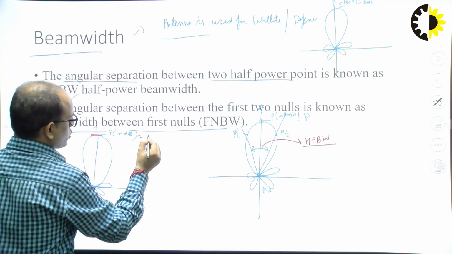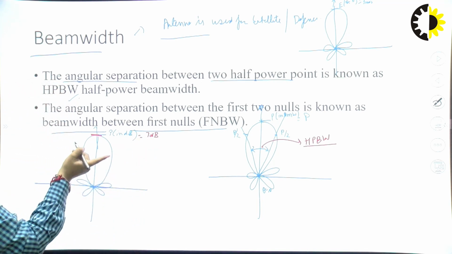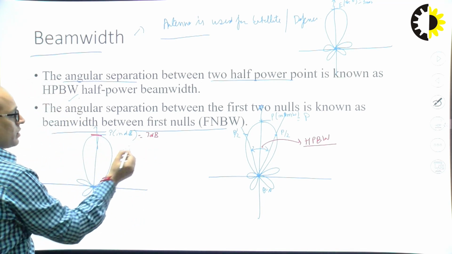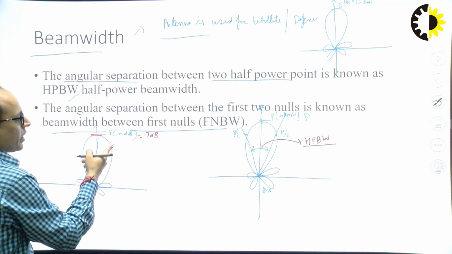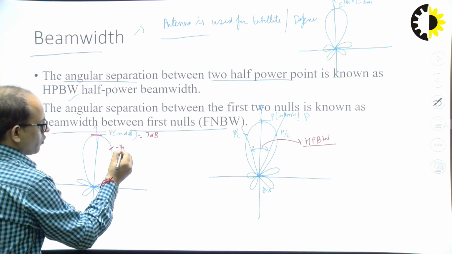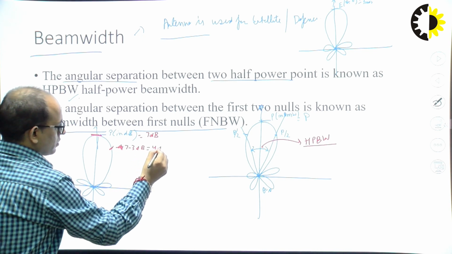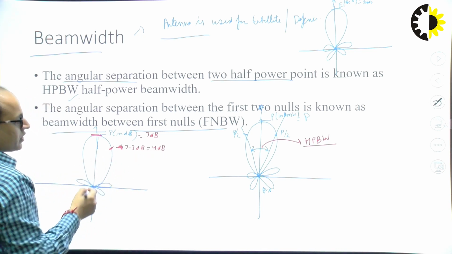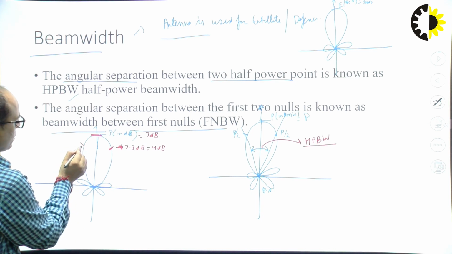Now, when I say this power is in decibel, let's say the maximum is equal to 7 dB. In case of the half power point in decibel, there is some point at 7 dB minus 3 dB, which is equal to 4 dB. So there is some point where the power will be 4 dB, and on the other side also the power will be 4 dB.